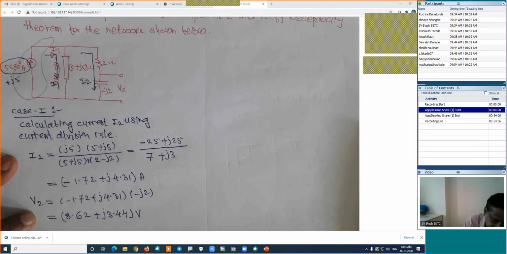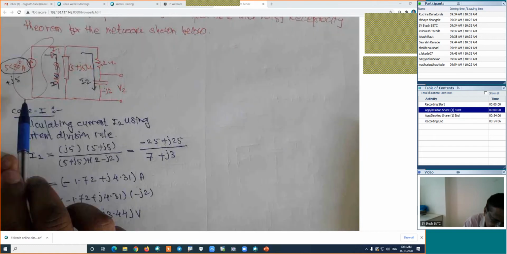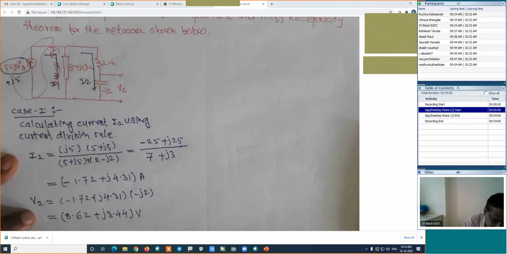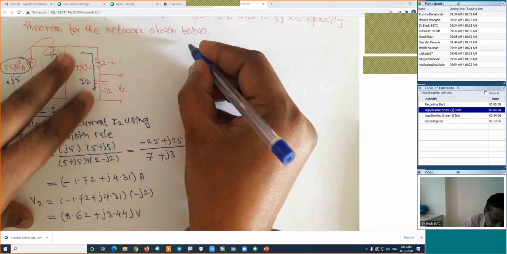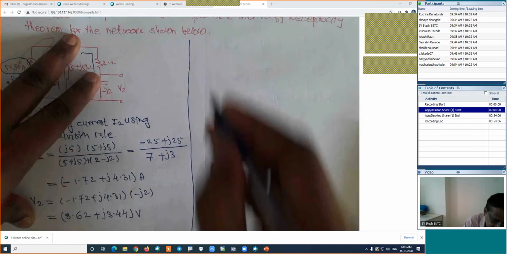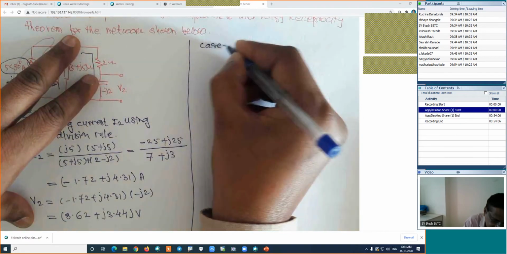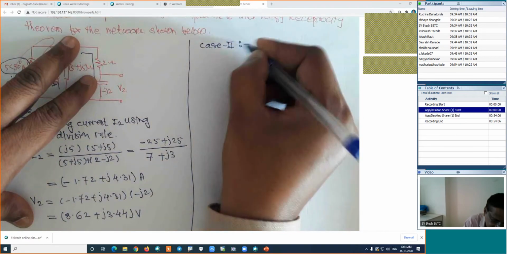Now, if we want to verify this theorem, this current is the same. If we change the positions of V and I, and find the value of the voltage V1 which is the same as this, then we can say that this theorem is verified. I will start case 2. This is case 2. How is case 2?